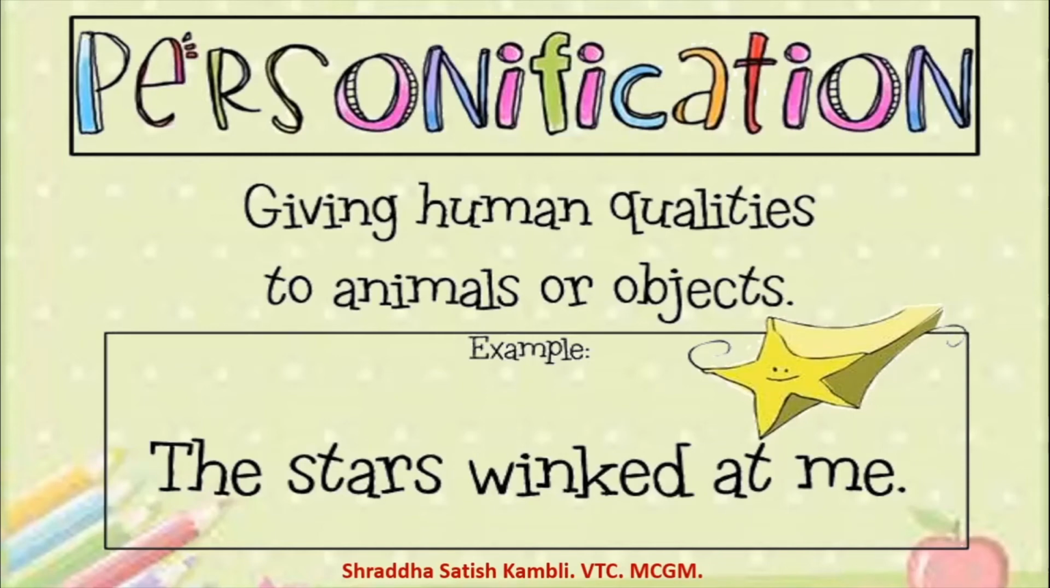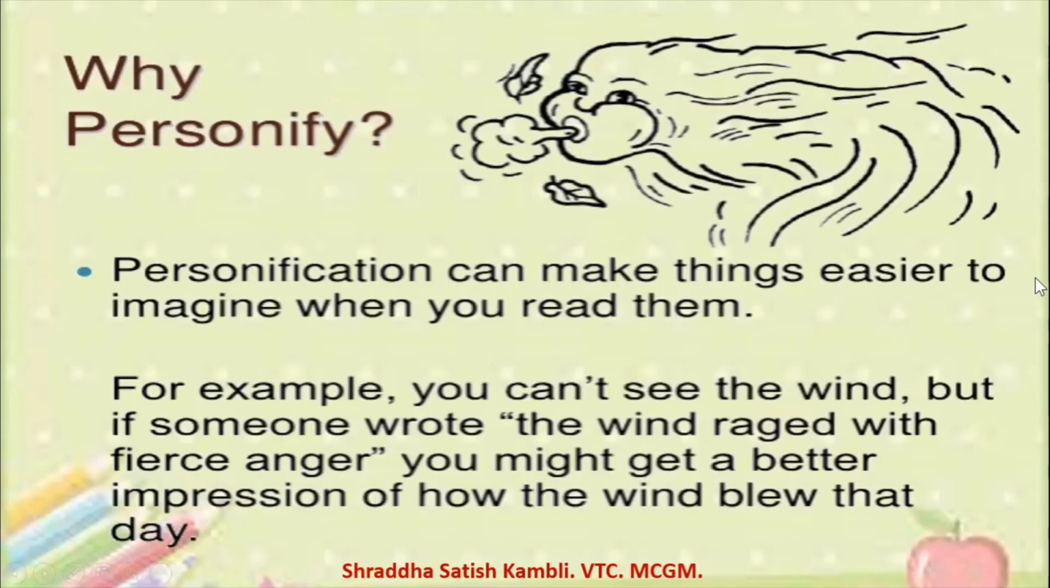Personification. See the example? The stars winked at me. Winked. Winking means what? Blinking just one eye is called winking. Okay, so can the stars wink? No, because they do not have eyes at all. What do they do? They twinkle. They appear and they disappear. They twinkle, so you feel that they are winking. So this line where you say the stars winked at me is a very good example of personification. Let's move on and let's see some more examples.